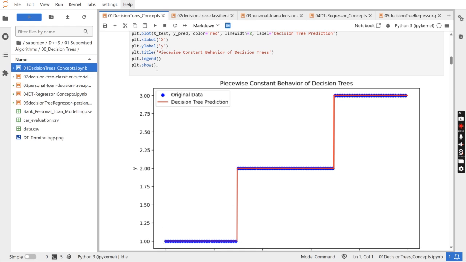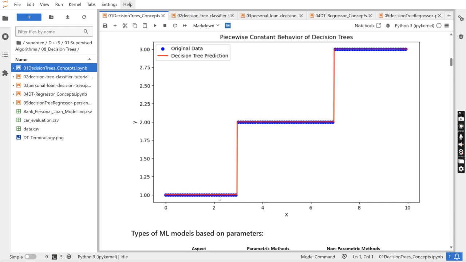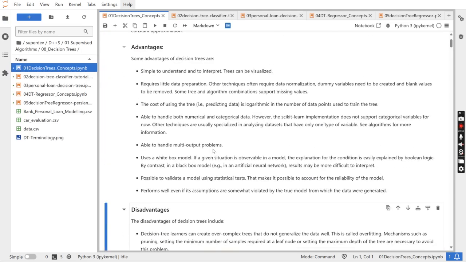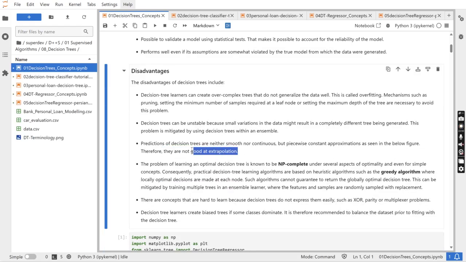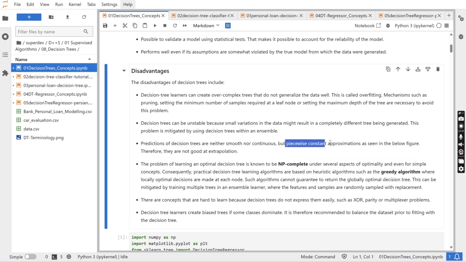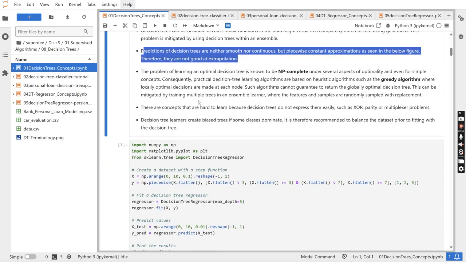So this way, when you plot it, you will get a stepwise or piecewise plot. This is one piece, this is one piece, this is one piece. Piecewise constant behavior is seen. Because it's combining a lot of data points under one decision, it forms a piecewise function. A piecewise approximation is being formed. And they are not good at extrapolation. So that is another problem.